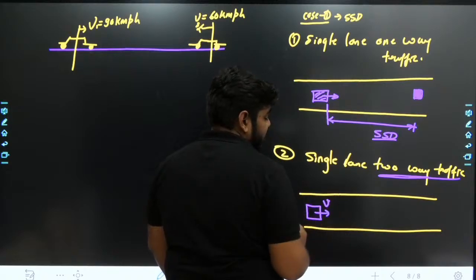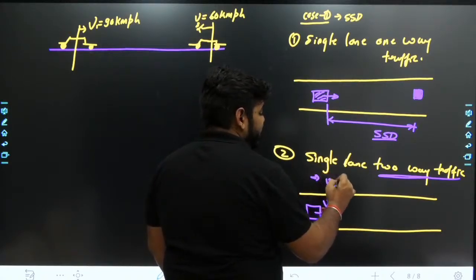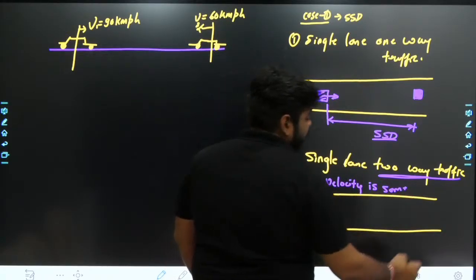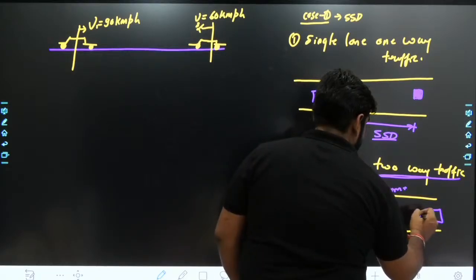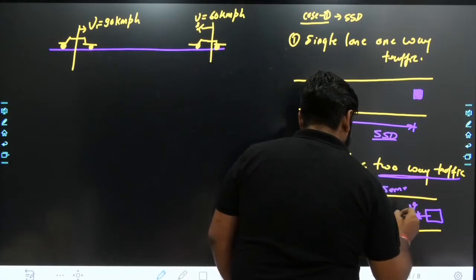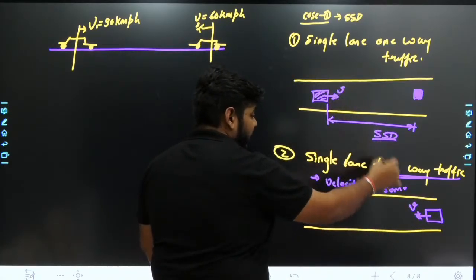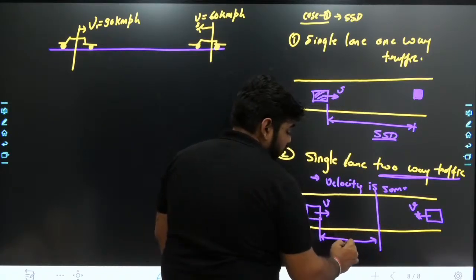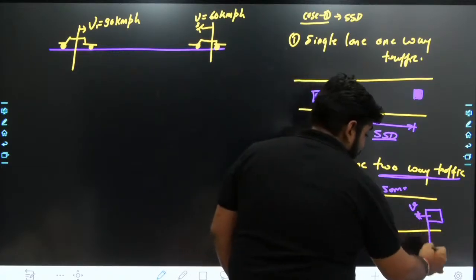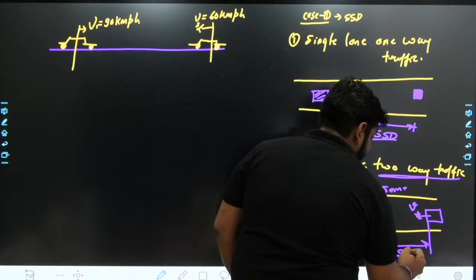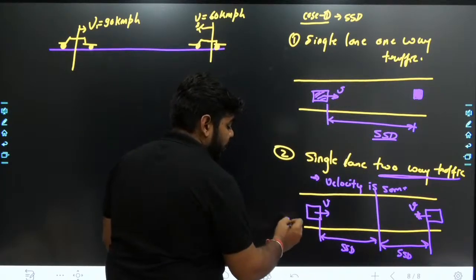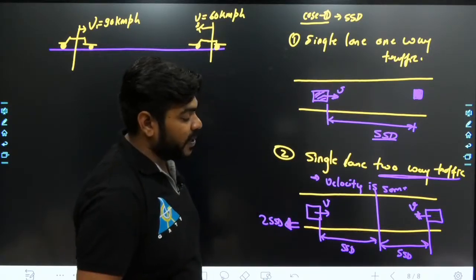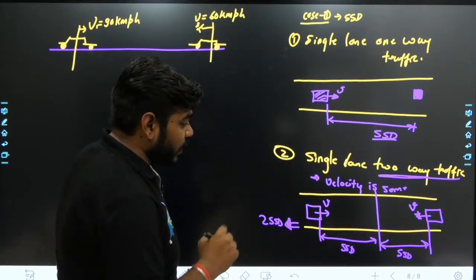We are considering the case when the velocity is the same for both vehicles. This is your vehicle, and these are the two vehicles coming from opposite directions to each other, and the velocity for each vehicle is v. This vehicle will take SSD distance to stop, and the other vehicle also takes SSD distance to stop. If somebody asks what the total distance required to avoid the collision is, it will be equal to twice the SSD. This is the way you can calculate the distance.